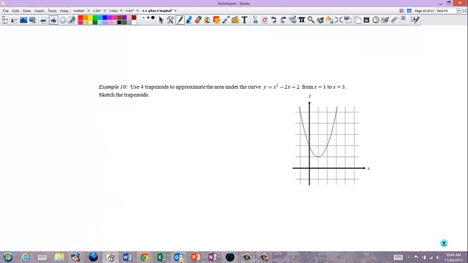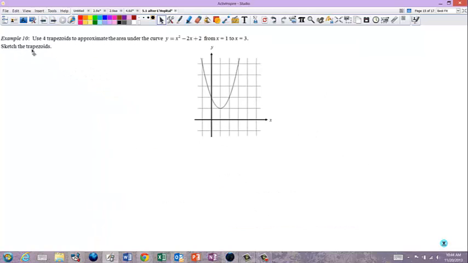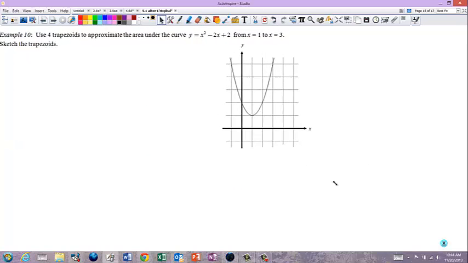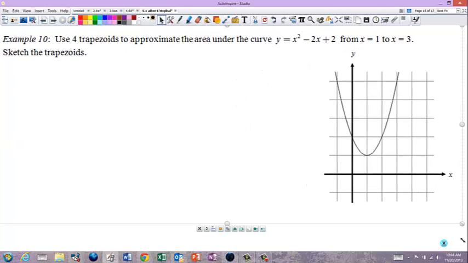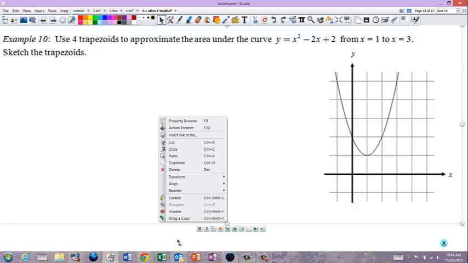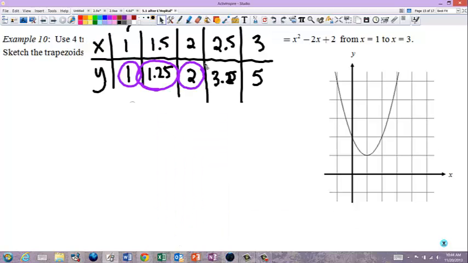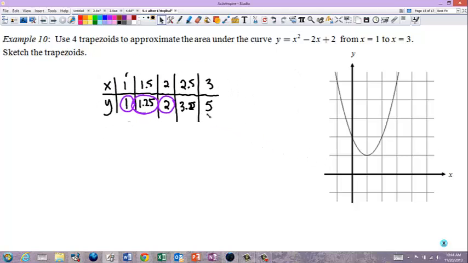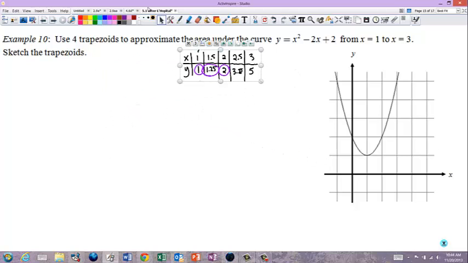So let's actually do one. Same problem we had before, except it says you use 4 trapezoids to approximate the area under the curve. So I'm going to still need my table. I wonder if I still have it pasted. Let's check and see. Right-click, paste. It's still there. Yay. All right, so there's my table. Okay, and I'm going to use 4 trapezoids.